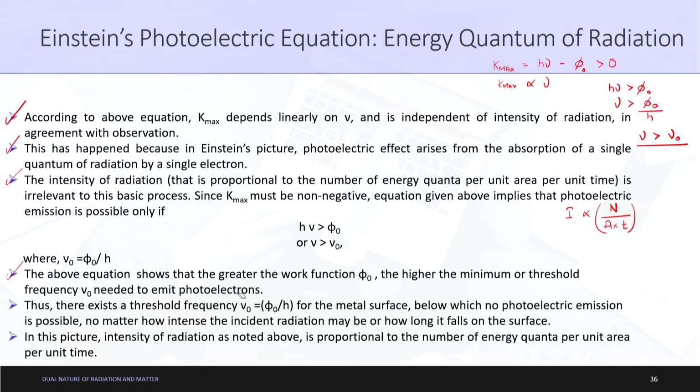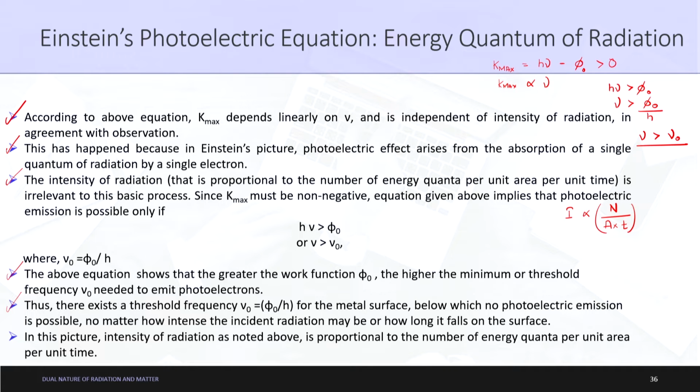Okay, so thus there exists a threshold frequency nu naught which is equal to phi naught by h for the metal surface, below which no photoelectric emission is possible, no matter how intense the incident radiation may be or how long it falls on the surface. Again, a theoretical point only. They are just saying that below the threshold frequency no photoelectric emission is possible, no matter how intense the radiation may be or how long it falls on the surface.